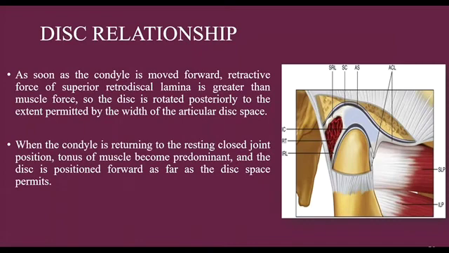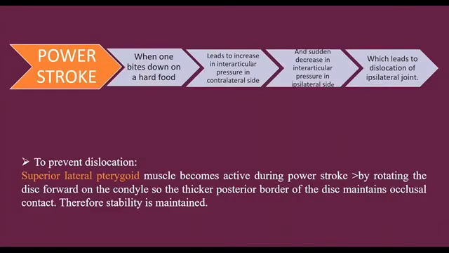As soon as the condyle is moved forward, the retractive force of the superior retrodiscal lamina is greater than the muscle force, so the disc is rotated posteriorly. When the condyle is returning to the resting closed joint position, the tonus or the contraction of the muscle becomes predominant and the disc is positioned forward as far as the disc space permits.